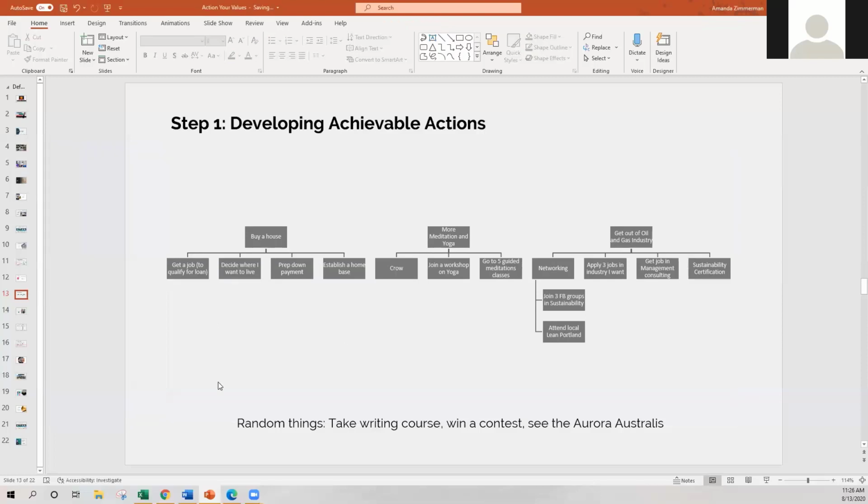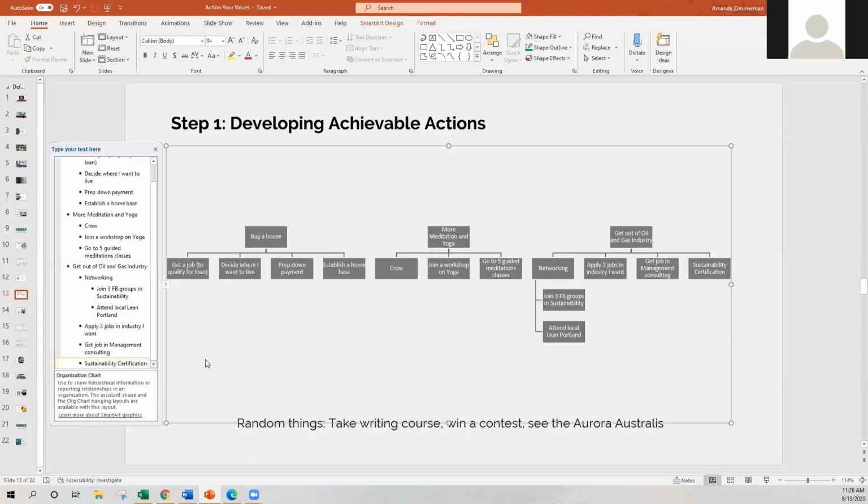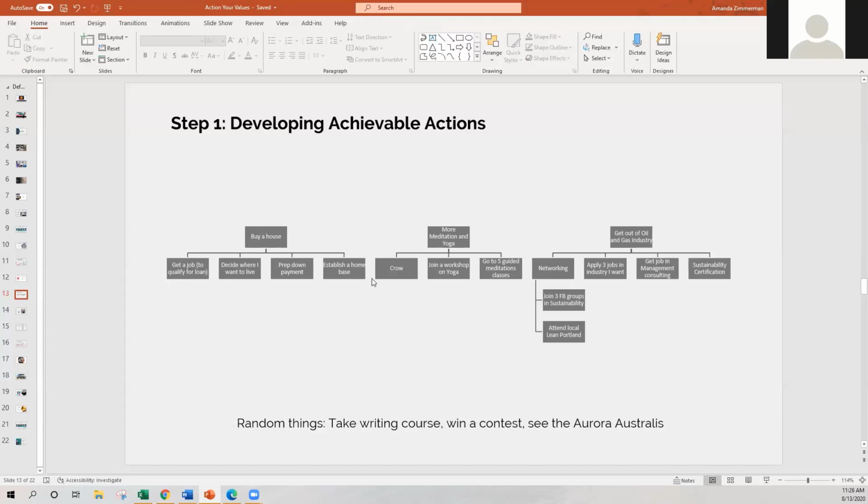Now what's funny as well is I have kind of random things that have stuck on my list, so they don't all have to be perfectly within these bigger lofty goals that we're going after. So I have random things on my list as well, like take a writing course, or win a contest, or see the Aurora Australis, right? So we have some things that'll make it up on our Post-its, on our boards, on our thoughts, that are going to be less specific to our bigger lofty goals, but are going to bring us happiness and excitement.